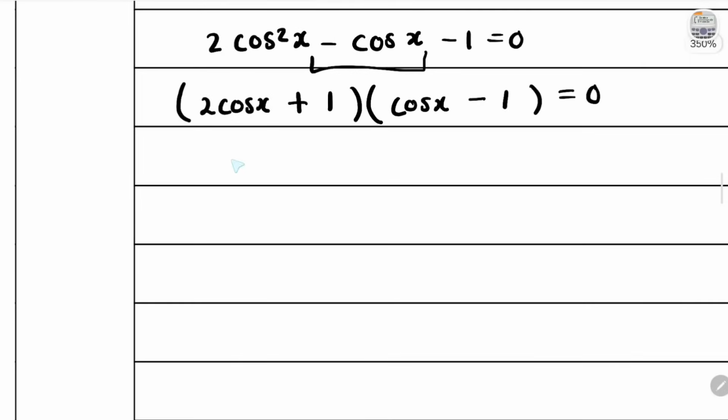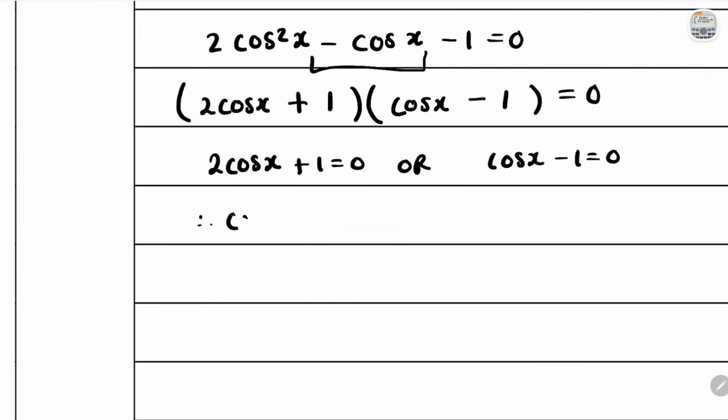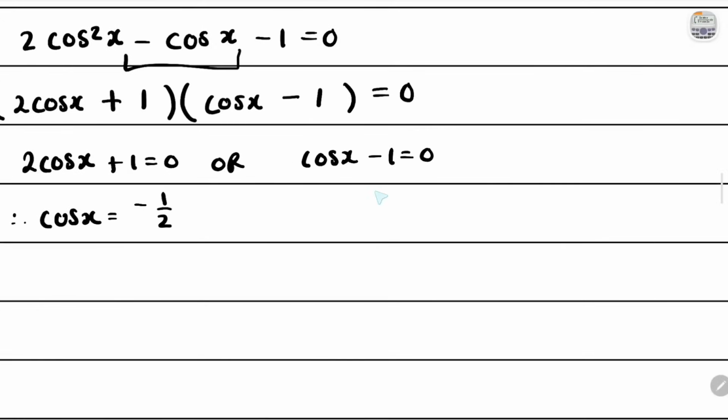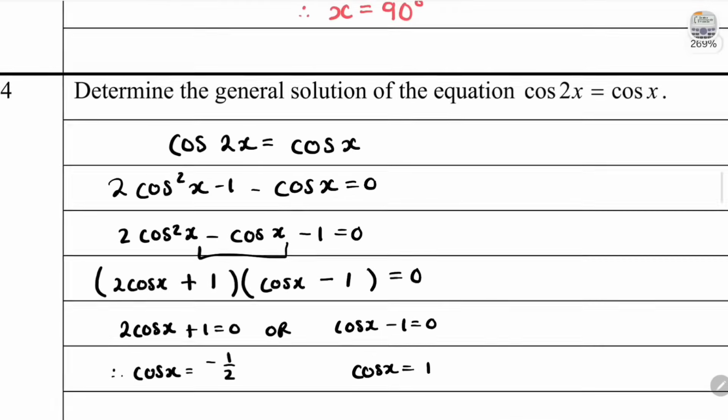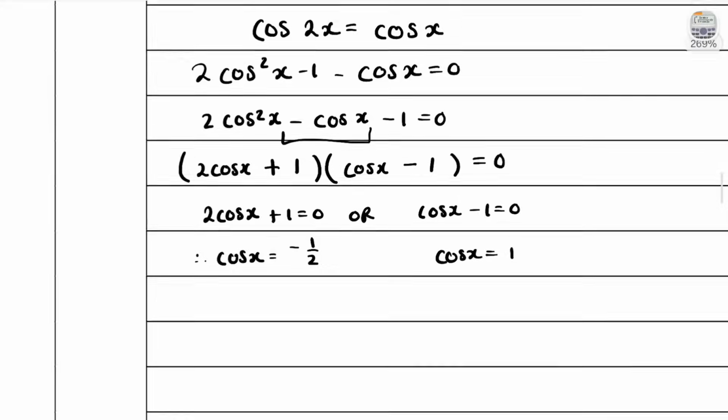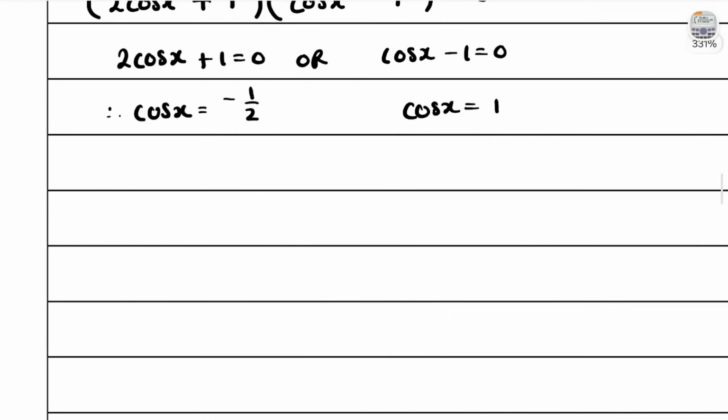So this is equal to, we have 2 cos x plus 1 is equal to 0, or cos x minus 1 is equal to 0. And so if you transpose the 1, it's negative, and then divide both hand sides by 2, then we have that cos x is equal to negative 1 over 2. Or cos x is equal to positive 1. And now we just have to solve for x, find the general solution with these two equations.